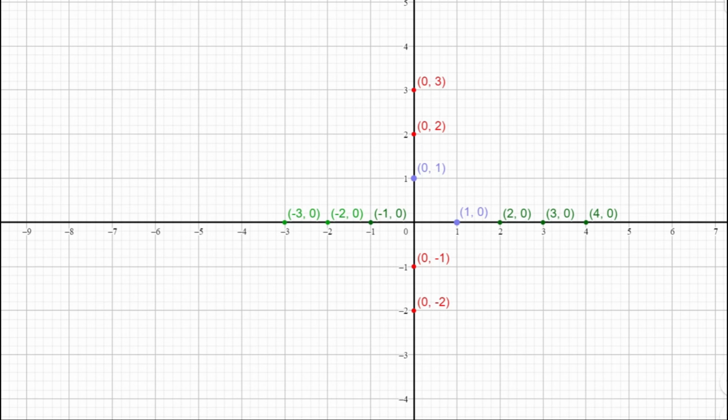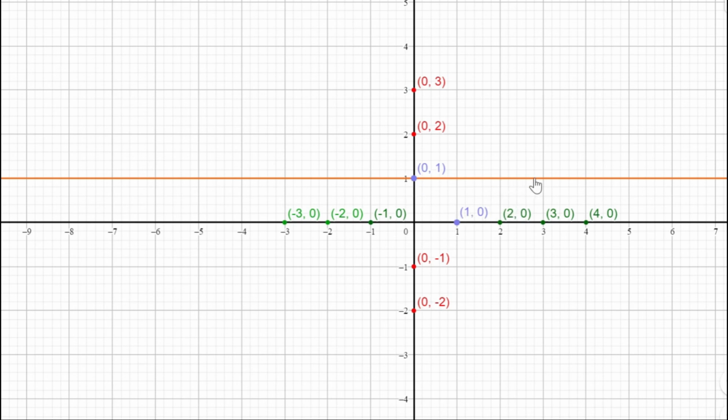Fourth part, the y-coordinate of any point on the line through 0, 1 parallel to the x-axis. This is the point 0, 1. Let us draw a line parallel to the x-axis through this point. Now we have to find the y-coordinate of any point on this line. How can we find the y-coordinate of a point? We can draw a perpendicular from that point to the y-axis and observe where it meets. That is the y-coordinate of the point.